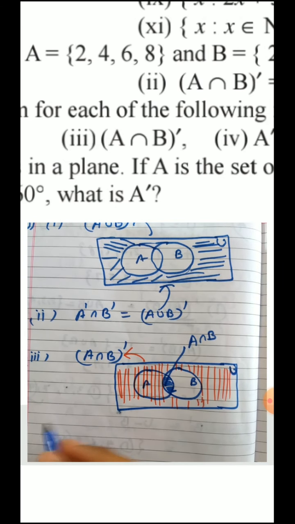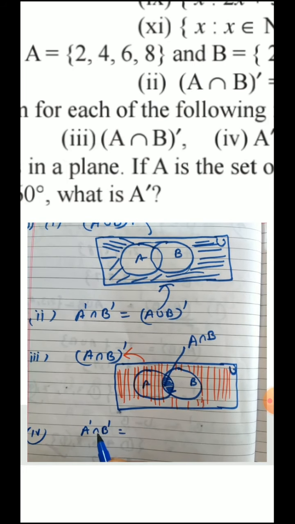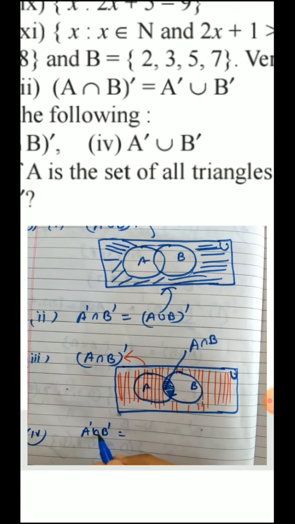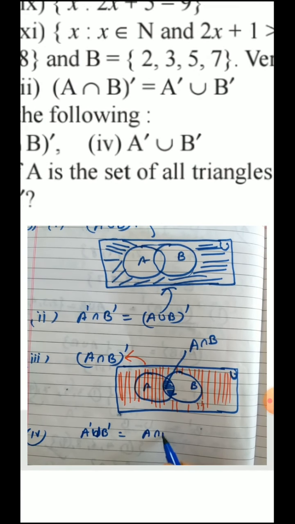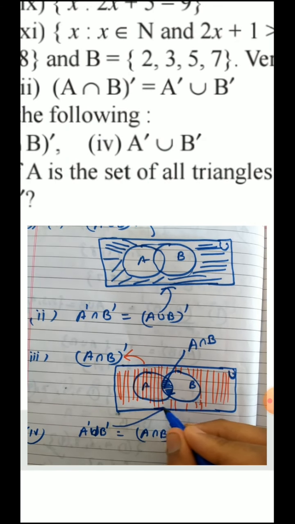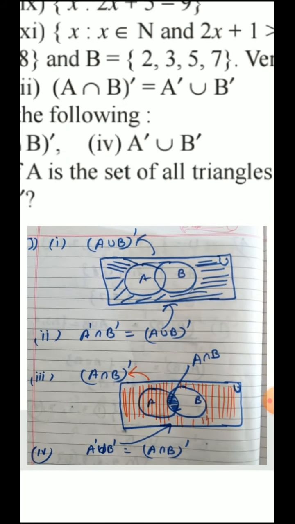Same way the fourth part. By De Morgan's law, A' union B' equals (A intersection B)'. So both have the same Venn diagram. Right?